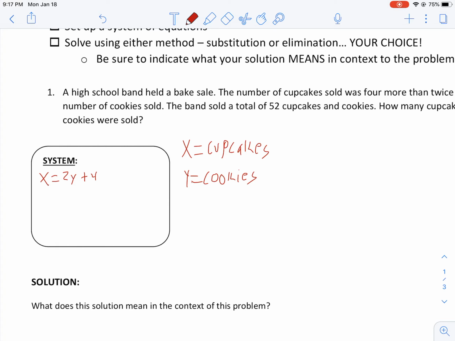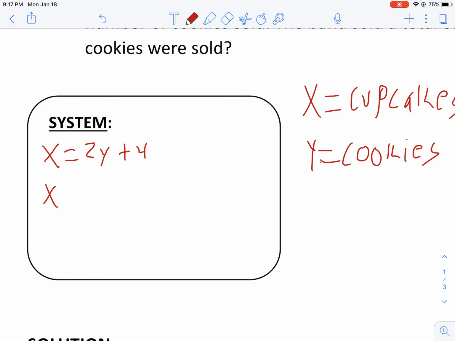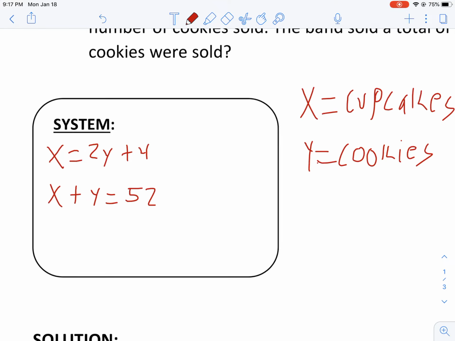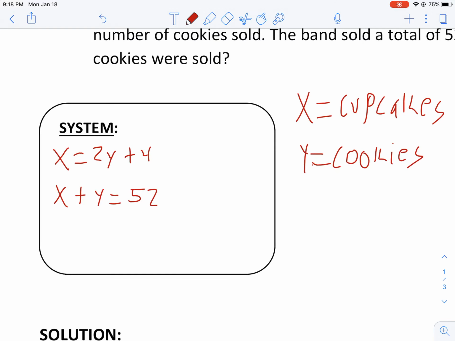The second one just says the band sold a total of 52 cupcakes and cookies. So cupcakes and cookies combined. This is a very common equation. It's just the X plus Y equals total equation. These are our two equations that we can solve, and you can really solve them with either method that you want. We've talked about this before, but if you have a letter by itself like we do, it's best to use substitution.